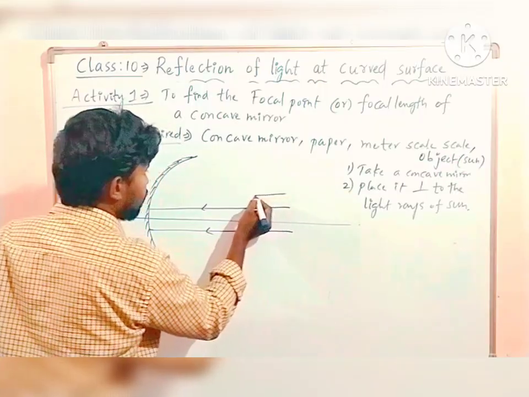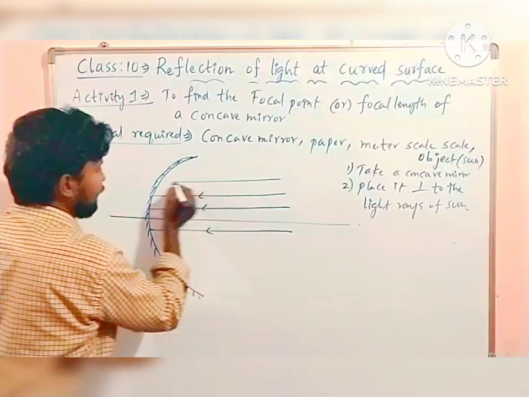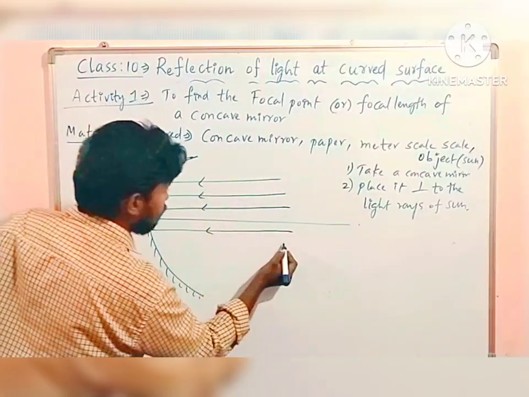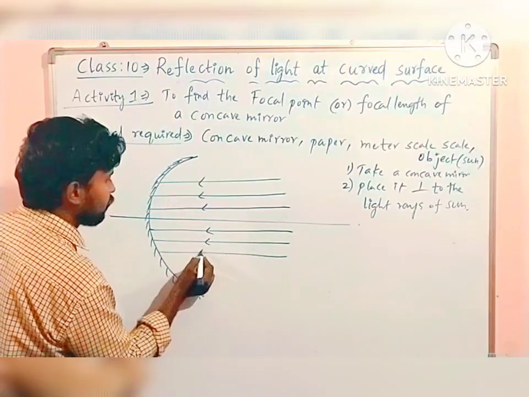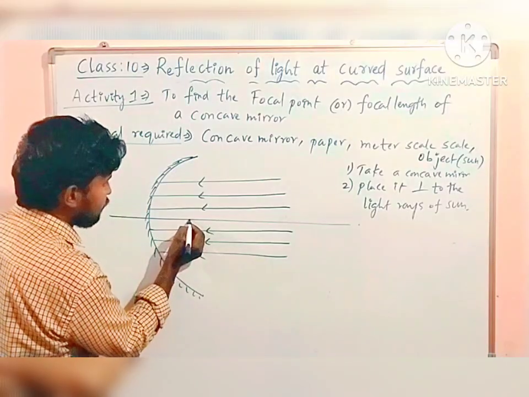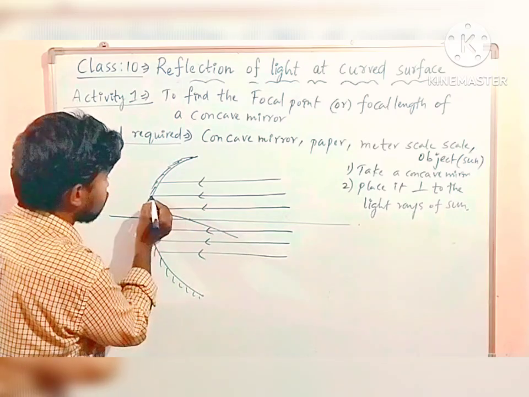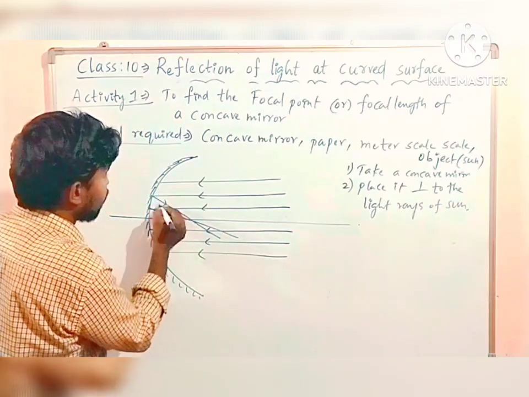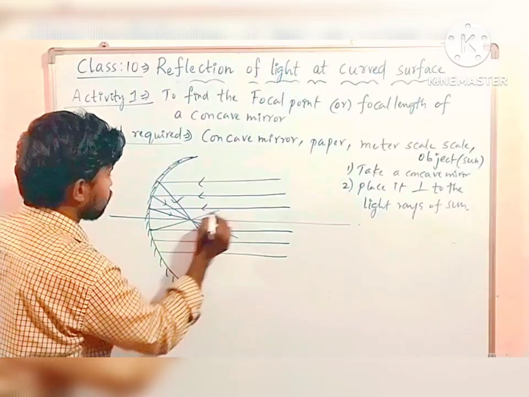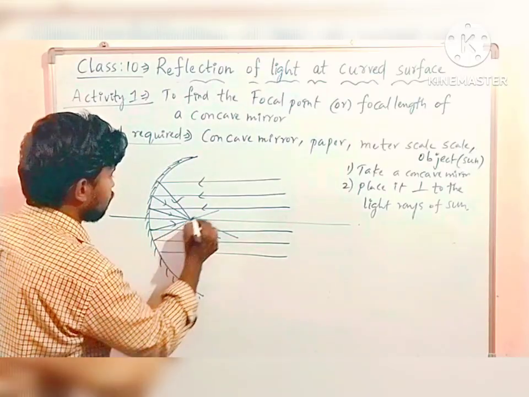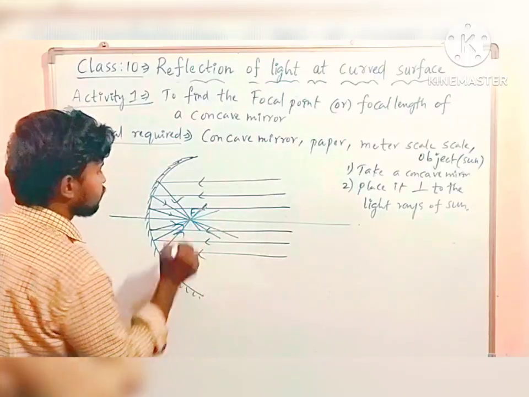When a parallel beam of light is incident on a mirror, when a parallel beam of light falls on a concave mirror, after reflection they are meeting at a point. This is the point we can take as the principal focus, capital F.